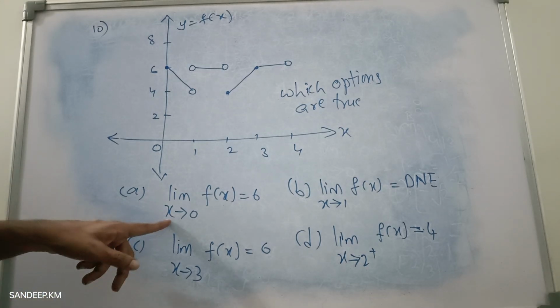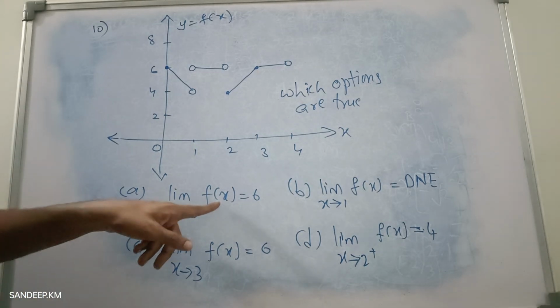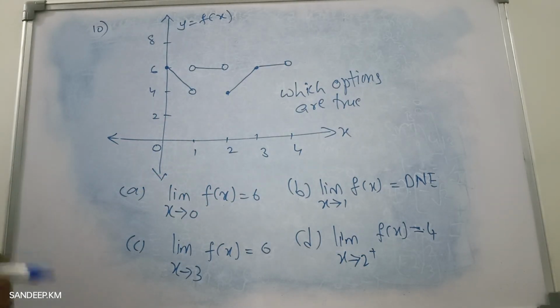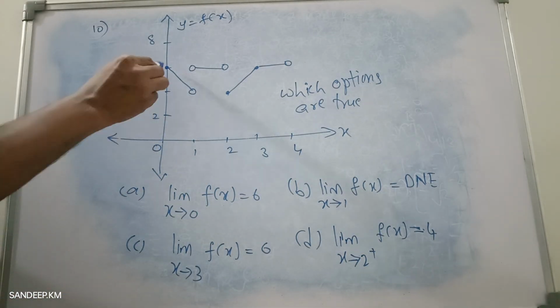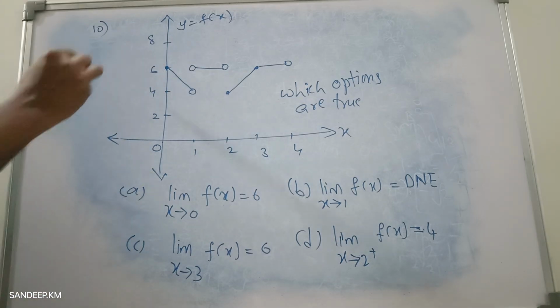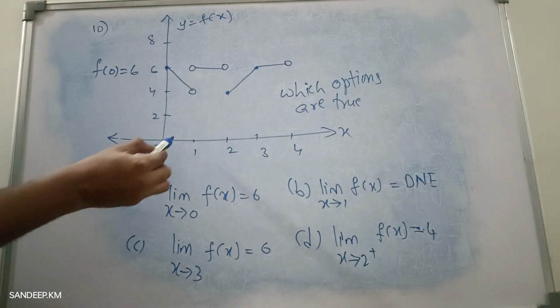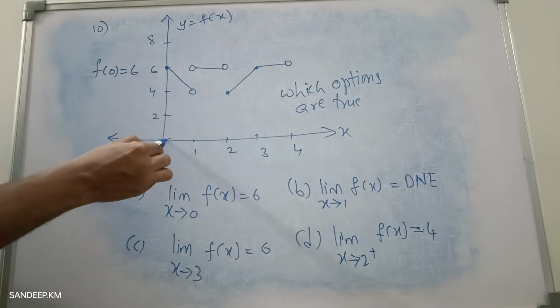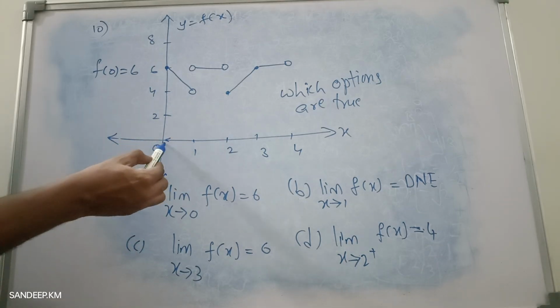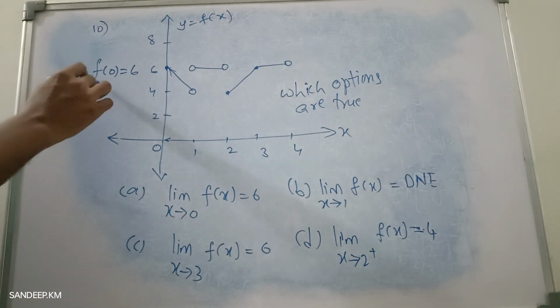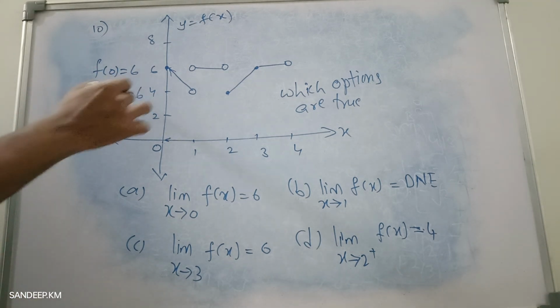First of all, when x approaches 0, it says f of x is 6. Let us check whether f of x is 6 or not. When input is 0, the value of the function is 6. Yes, f of 0 is 6. And when you are approaching 0 from the right side, the value of the function is also approaching 6 only. So that means f of 0 plus is also 6.